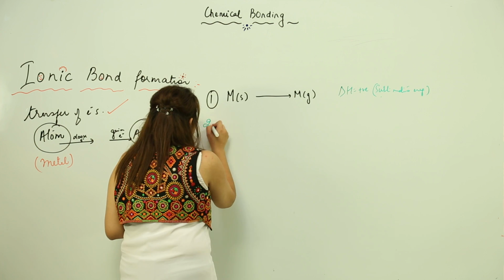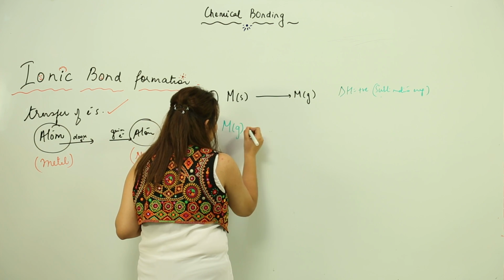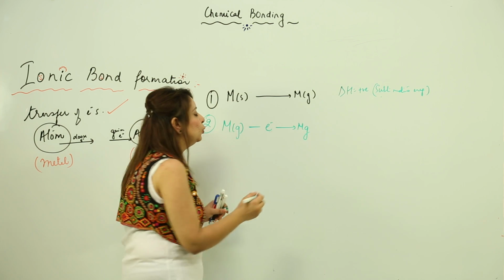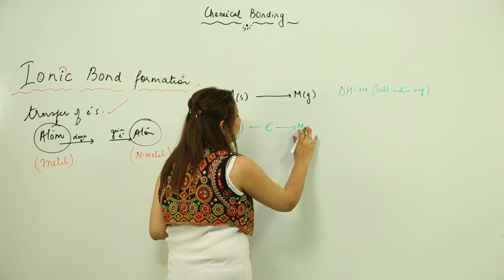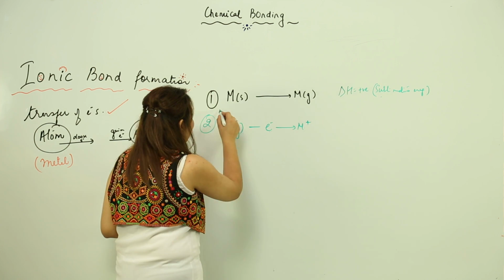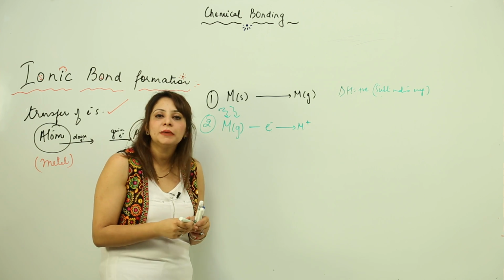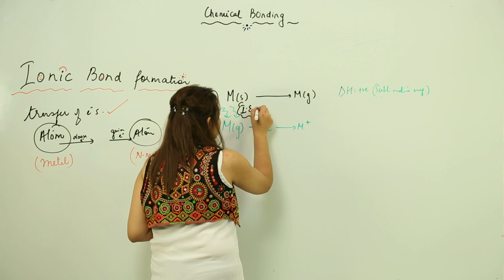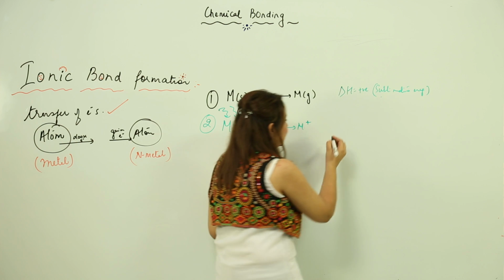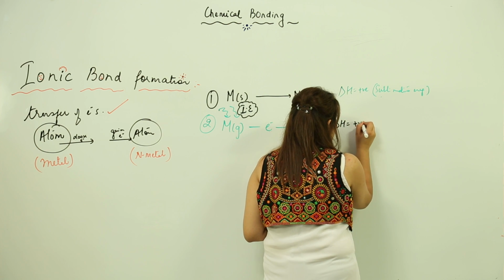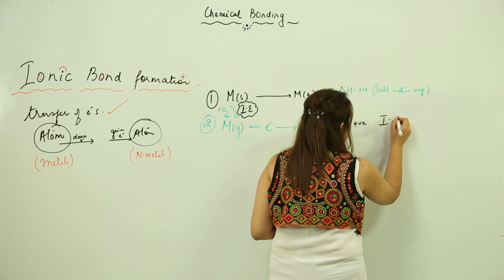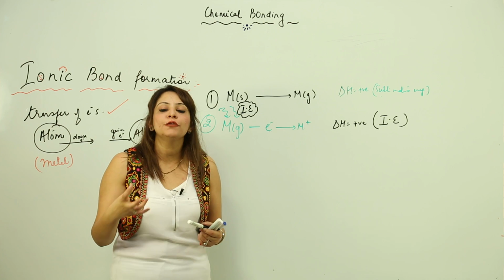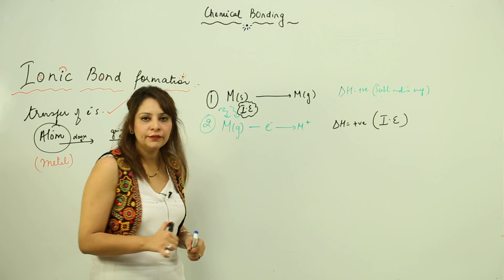Then in the second step, this metal in gaseous state is going to lose an electron, but it is not going to lose the electron as such. We need to supply it with energy from outside, and that energy is called ionization energy. So I'll write here again, we need to supply it with energy, let's say delta H is positive, and that energy is nothing but ionization energy. That is the amount of energy required to remove an electron from the outermost shell of an atom. So this is what we have done.